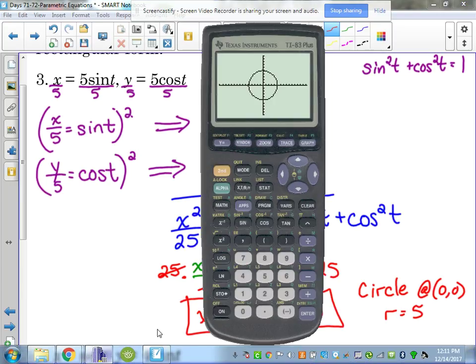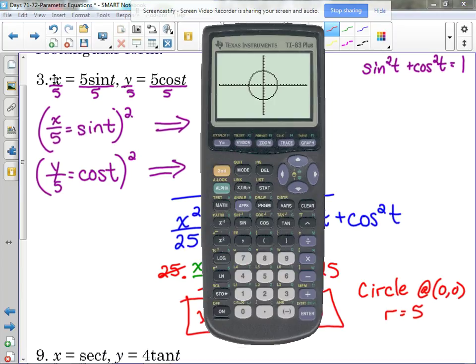Or let's think about this in a multiple choice context. If they give you these parametric equations and they say write it in rectangular form, well, how about we graph the parametric equations, look at the graph, and see if we can match up any of the equations with that type of graph. That kind of makes sense?